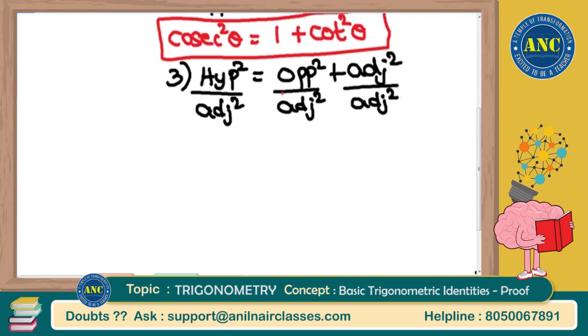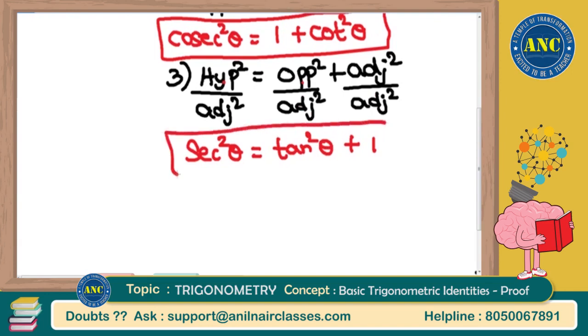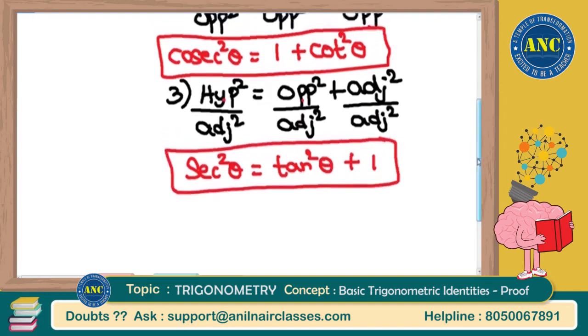Divide both sides by adjacent square. Hypotenuse by adjacent is the reciprocal of cos, which is secant. Secant square theta is nothing but opposite by adjacent, which is tan. Tan square theta, and adjacent square by adjacent square is 1. 1 plus tan square theta is nothing but secant square theta.